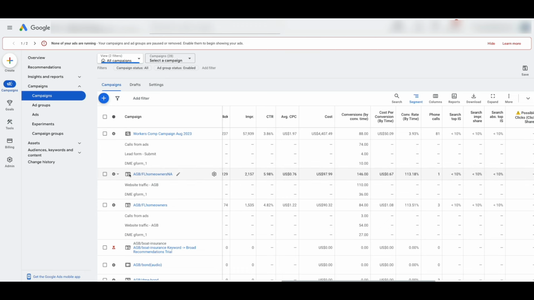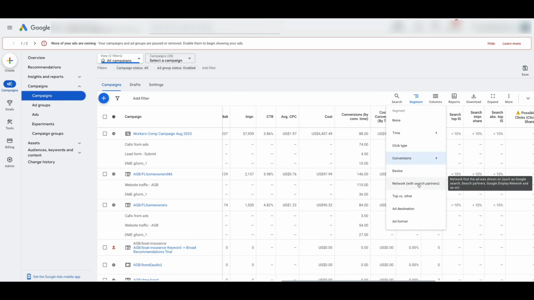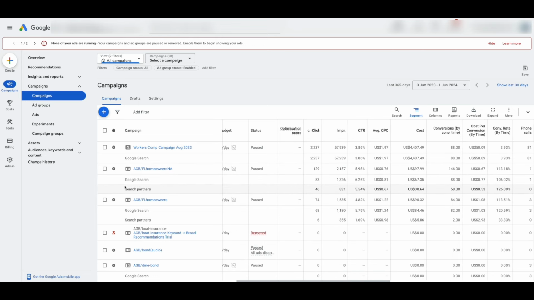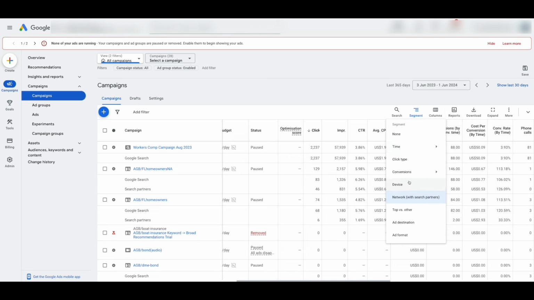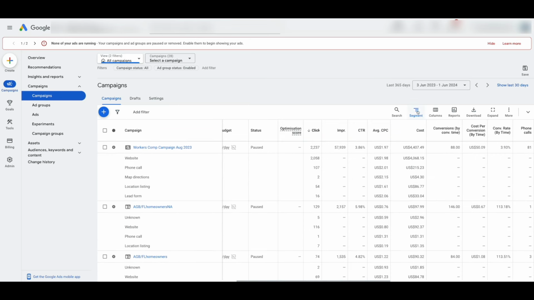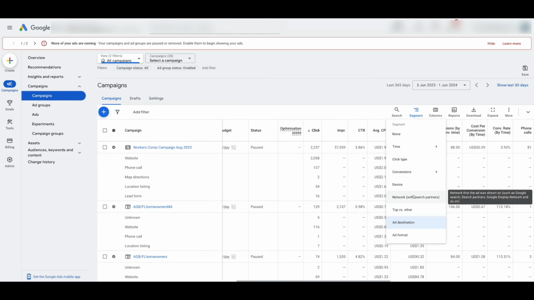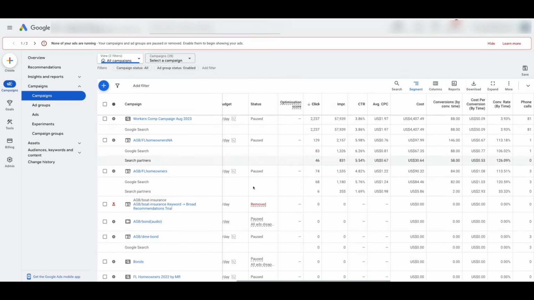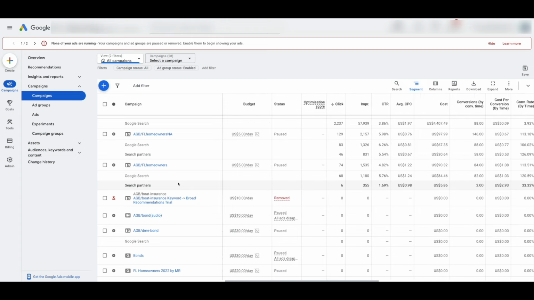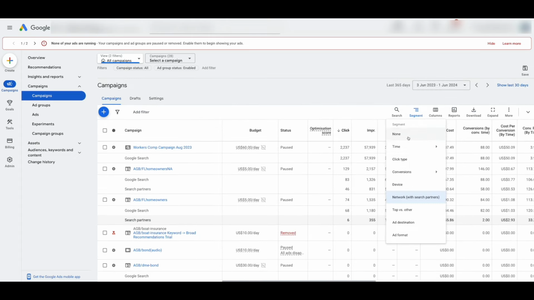Next, we can look at the settings. This is on search and display. So if we can just see the network with search partners, we can see that they were spending a bit of money on search partners. What am I looking for? Maybe it's network. But we should be turning that off. It looks like they were getting conversions, but they were fake conversions anyway.